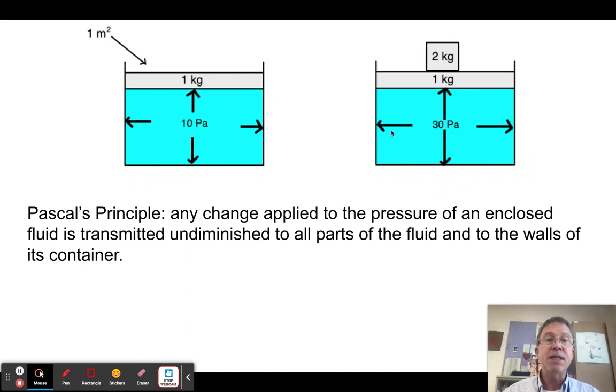So I went from 10 to 30 pascals, and that pressure will be exerted on all parts of this fluid system. Everywhere in here is going to experience that same change in pressure. So what it tells me is you can't have different pressures in one part versus the other because it's a static system.